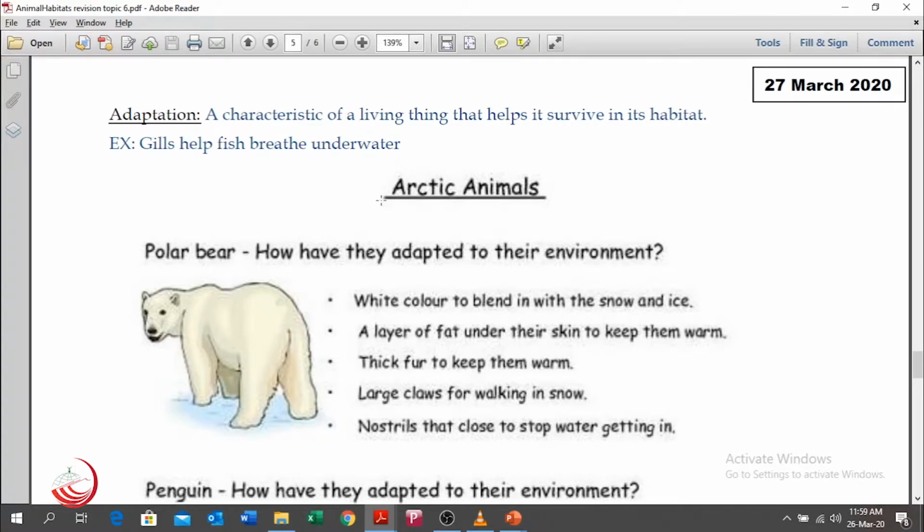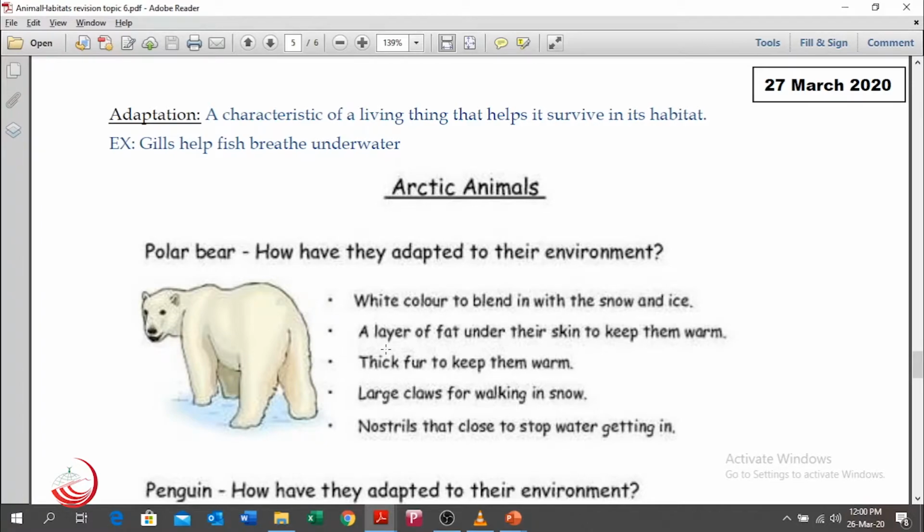We're gonna talk about other animals now. Polar bears. How have they adapted to their environment? Polar bears, they have white color. Their fur is white color to blend in with the snow and ice. Two days ago I showed you animals about Arctic animals. I said they were whitish. The polar bears, the snowy owls, the seals, they were whitish. So they have white color to blend in with the snow and ice.